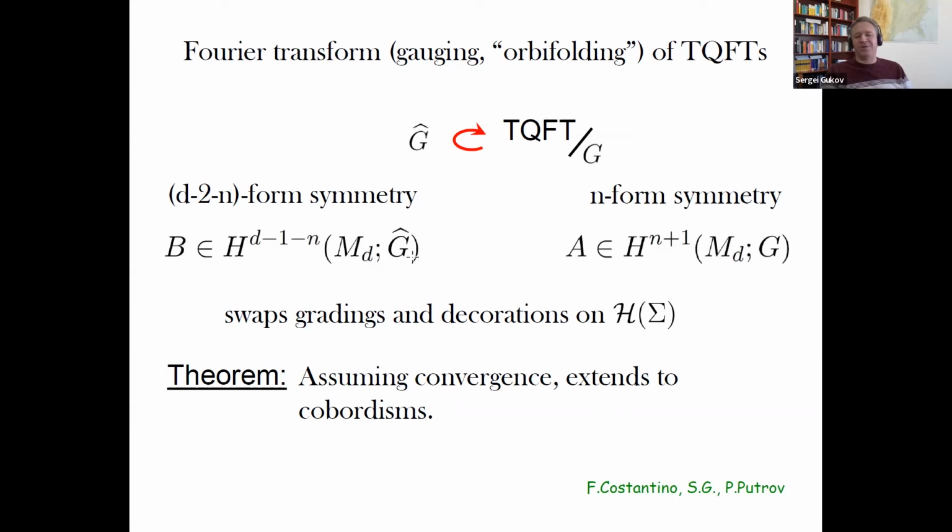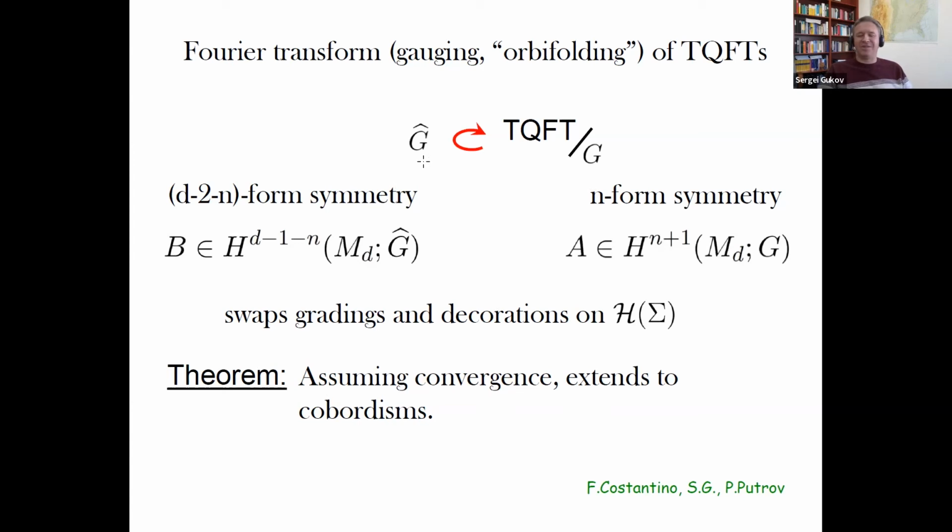But in the case when G is U1 or Z, in this Fourier transform, you'll have an infinite sum. So you need to do a little bit of additional analysis that guarantees convergence. But the theorem is that if convergence is present, such as for discrete G, for example, then this also extends to cobordisms. So this is actually a statement about a full-fledged Fourier transform that relates a TQFT with a symmetry G and a TQFT with a symmetry which is Pontryagin dual that sits in a different degree.